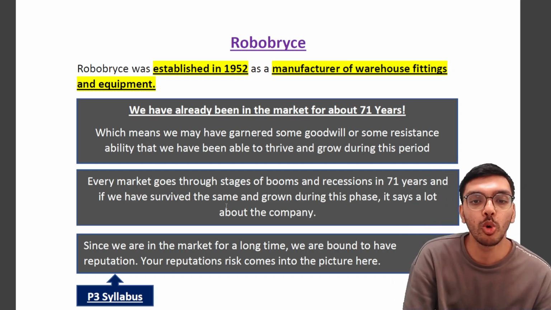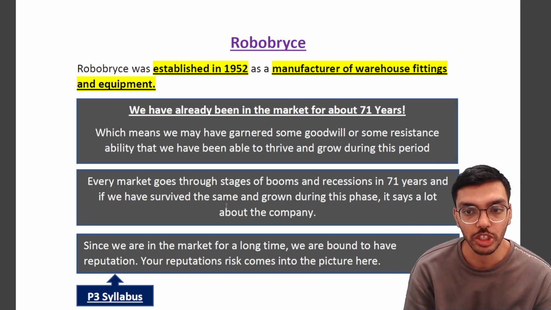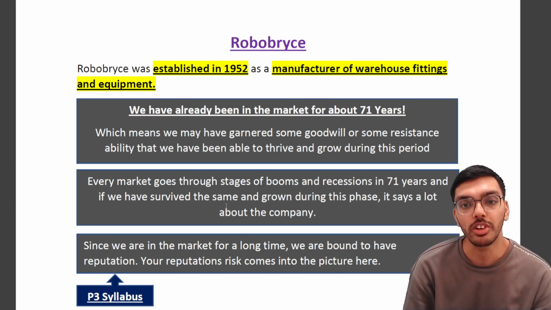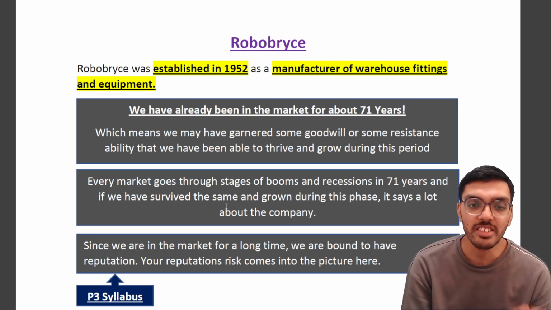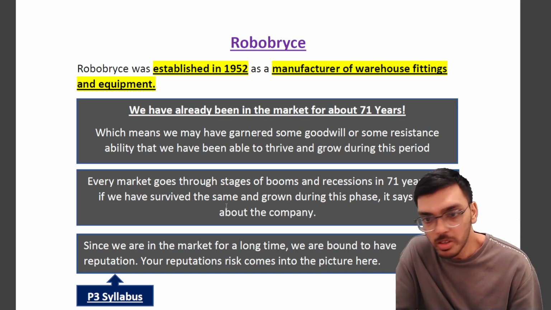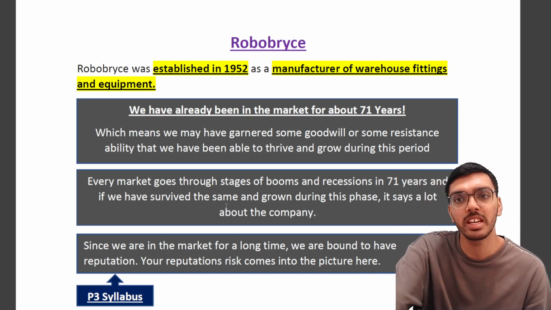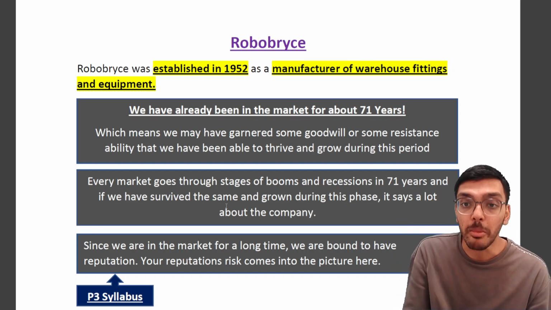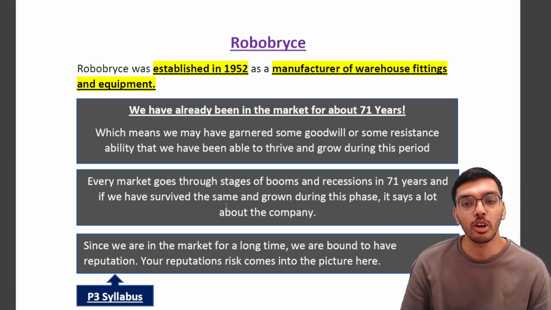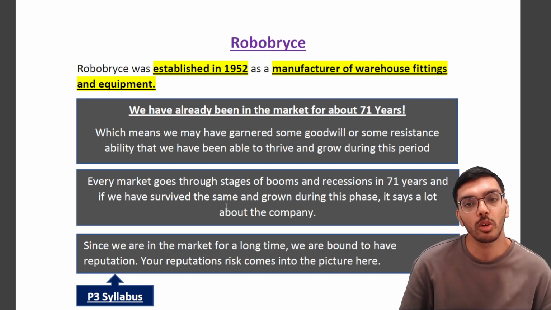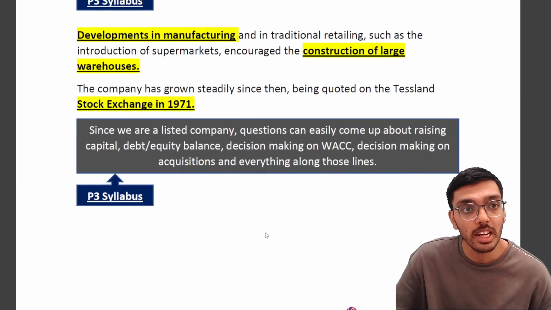So every market goes through stages of booms and recessions in 71 years. And if we have survived the same and grown during this phase, it says a lot about the company. It's a company that's reputable. Since we are in the market for a long time, we are bound to have a reputation. So your reputation risk also comes into the picture. Add it to the list of risks.